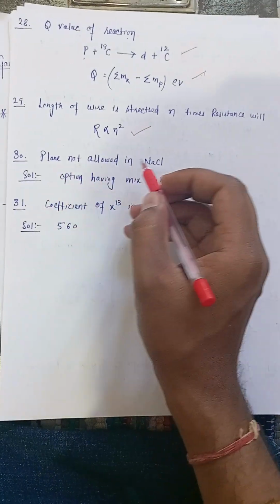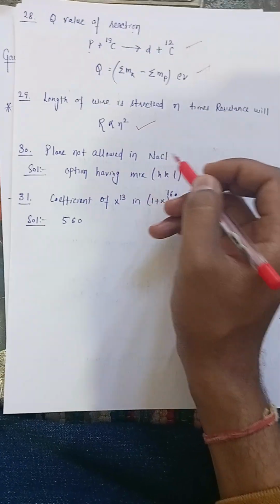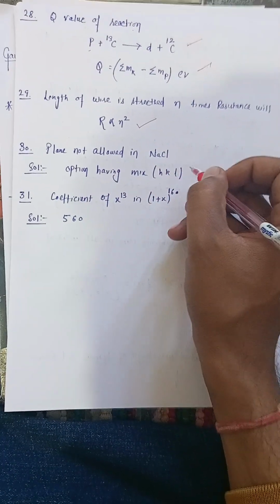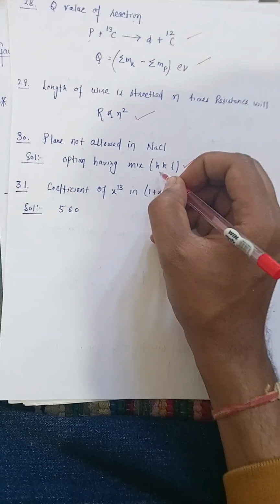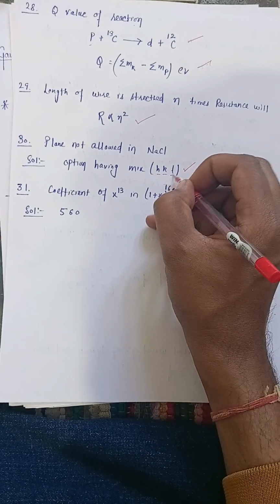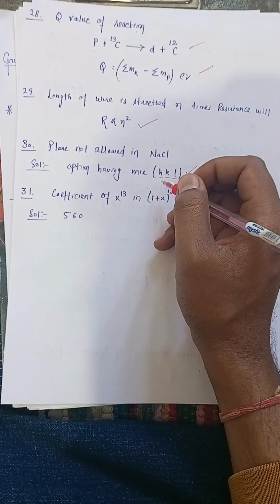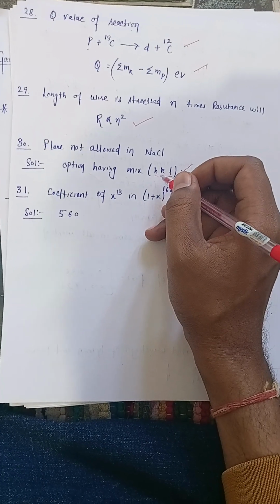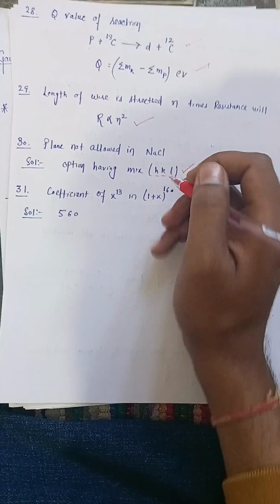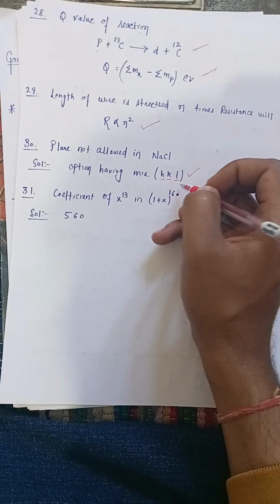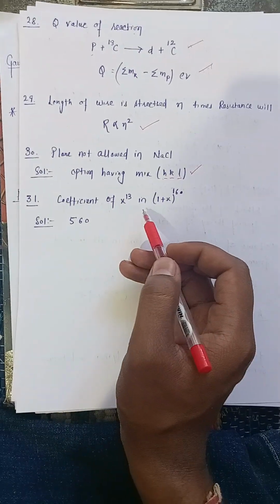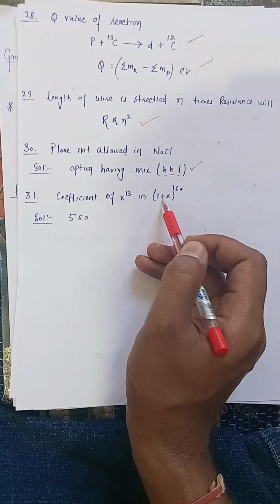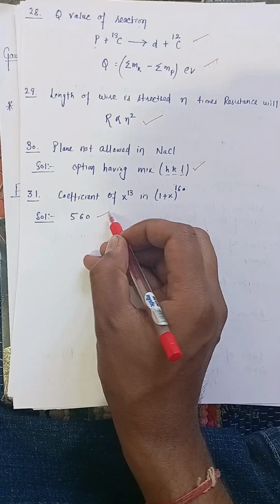Then a question was asked in which planes not allowed in NaCl. So the option having the mixed HKLs, means HKL are mixed in the sense either odd and even, both HKLs are there. So that option was correct. Coefficient of x to the power 13 in the expansion of (1 plus x) to the power 16, its correct option was 560.